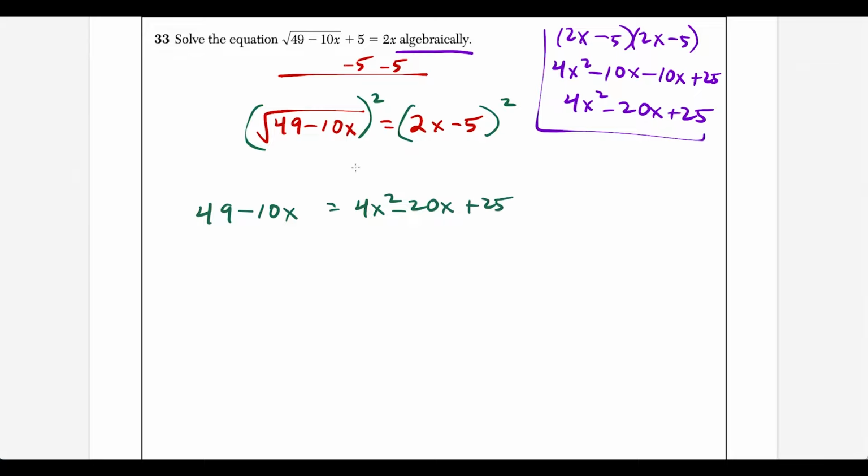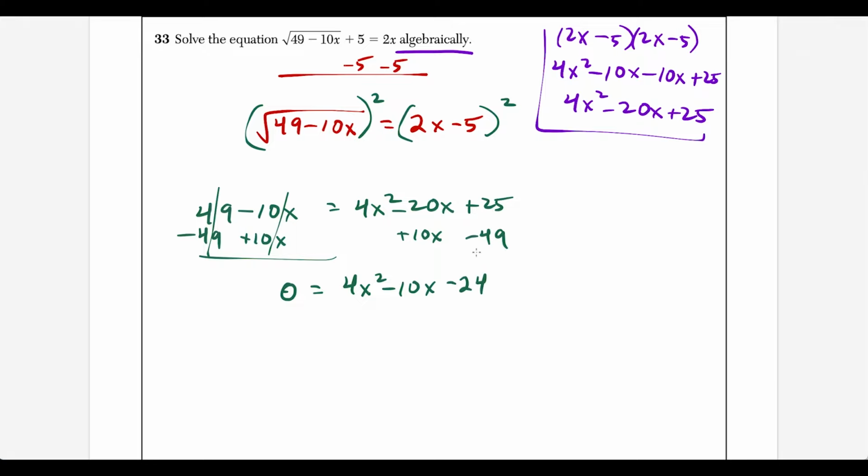So our goal here, we have a quadratic, is to move everything to one side. And in this case, it's going to be easier to move the left side to the right side. So I'm going to go plus 10x on both sides, and I'm going to go minus 49 on both sides like this. So now this part here is going to cancel. We're going to have 0 equals, and we have 4x squared. We're going to have minus 10x, and then 25 minus 49 here. This is just going to be minus 24.